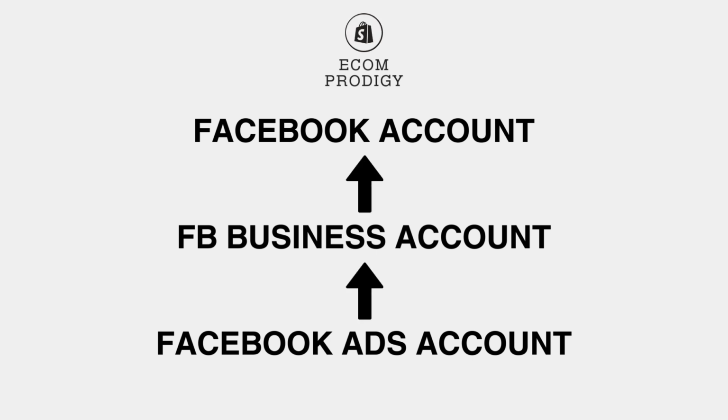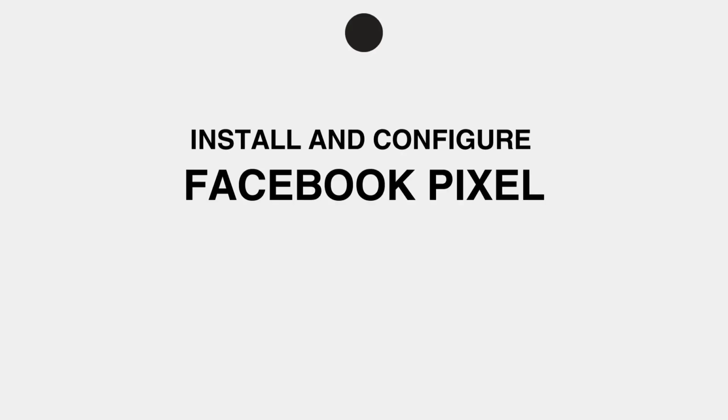All right, so you have your Facebook account, you created your Facebook business account, and then you've created your Facebook ads account, which is connected to your business account, which is connected to your main Facebook account. This is what we've done so far, and as you see, it's all connected. In this lesson, we are going to install and configure the Facebook Pixel.